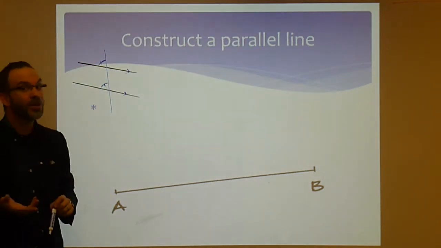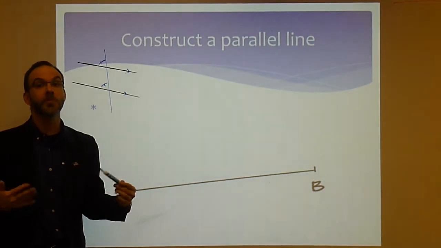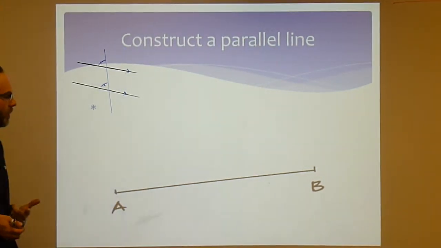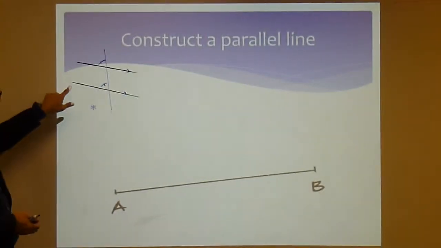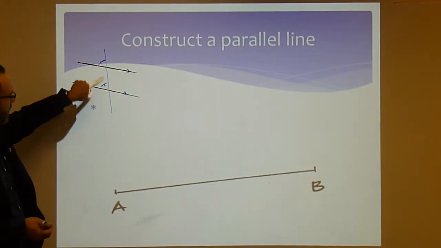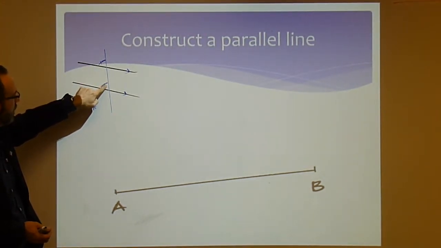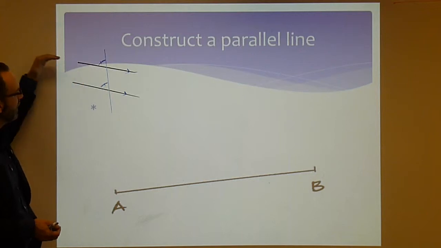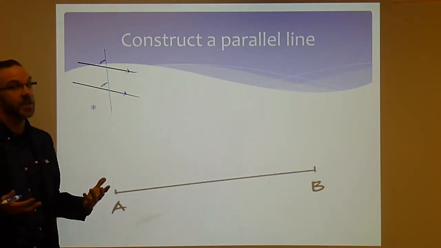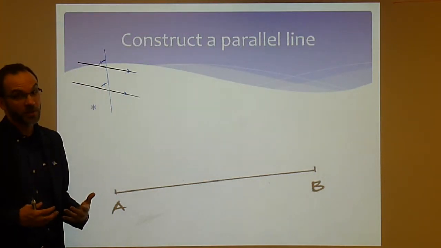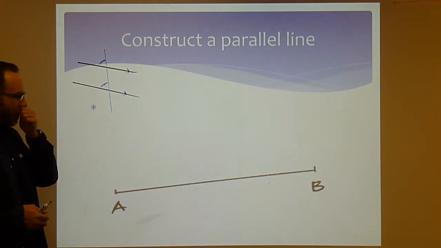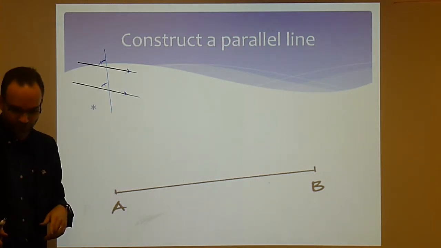So I'm going to use that principle now, since we already know how to reproduce angles. What I'm going to do is start with the bottom line and draw myself an angle, and then reproduce the angle up here, and then draw the new line. And since the angles are congruent, the lines must be parallel. Okay? So here's what I'm going to do.